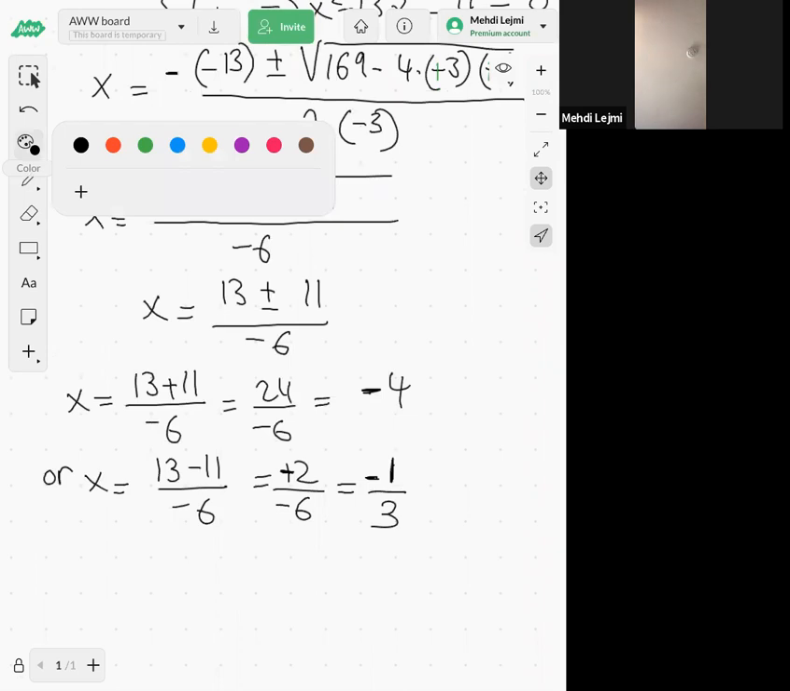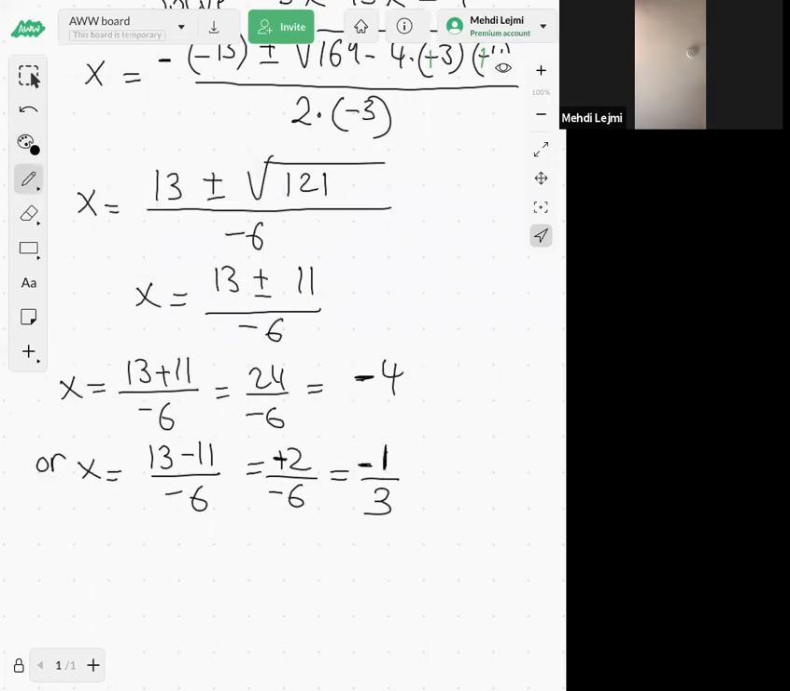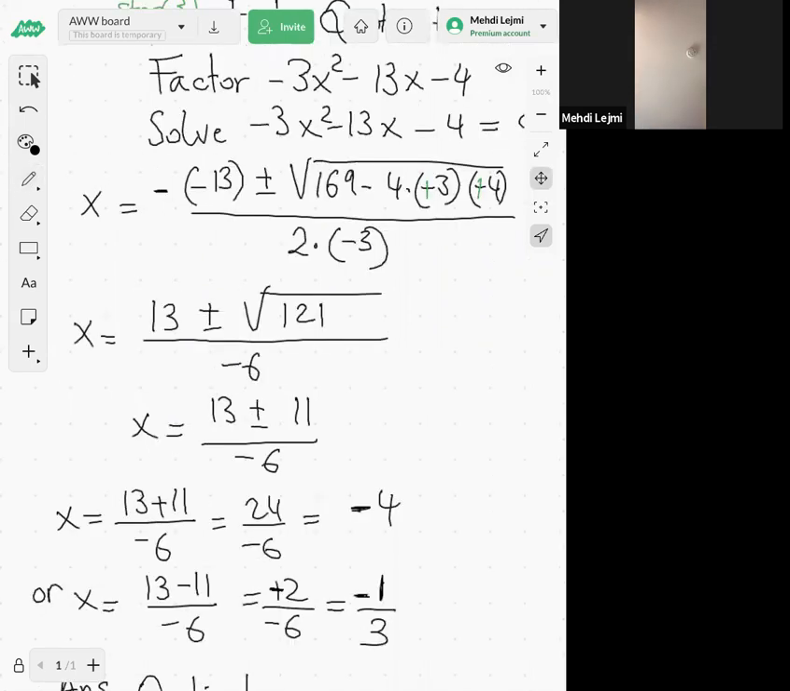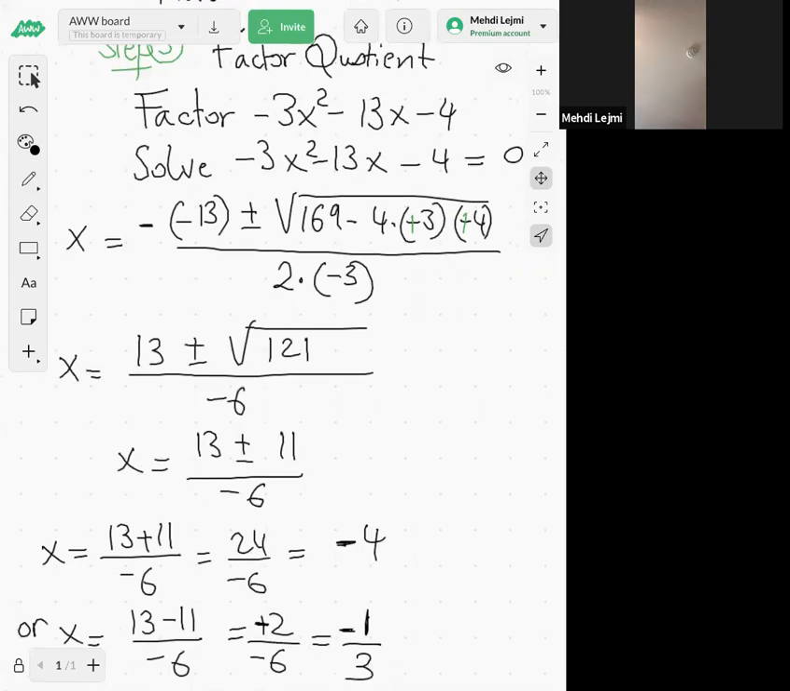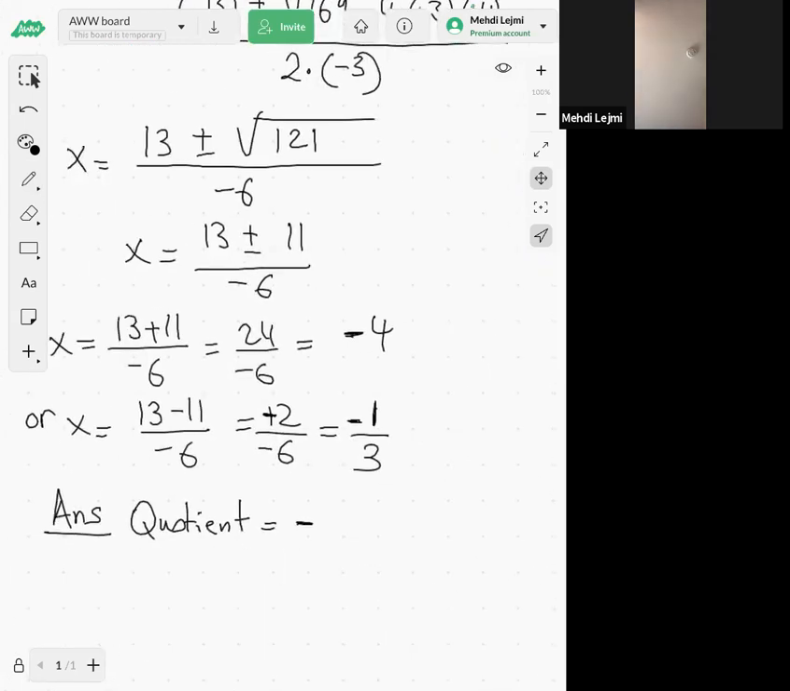So here's the answer to step number 3. Now I can factor. Then my quotient, just to remind you, the quotient was negative 3x squared minus 13x minus 4. And so we said, how do we factor this?